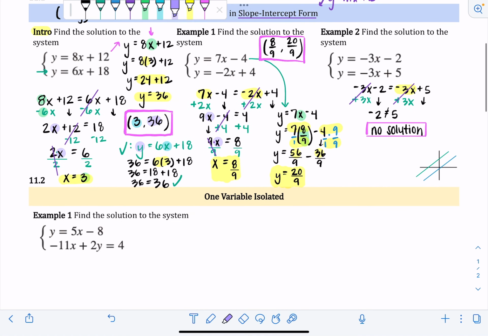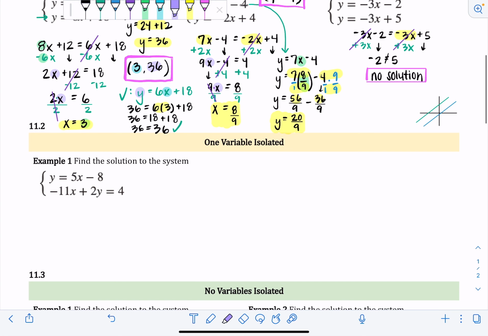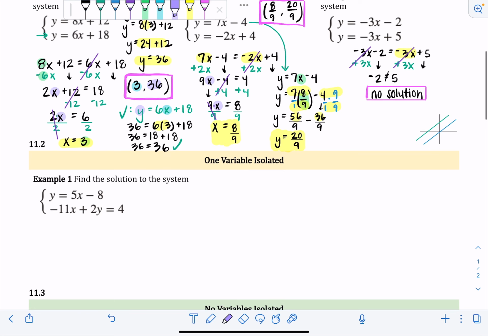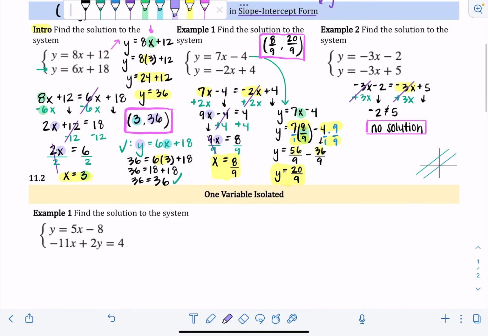So 11.2, example 1, find the solution to the system y equals 5x minus 8 and negative 11x plus 2y equals 4. So on this, or let me backtrack. On the previous problems, we got to choose which equation or which part of the equation we substituted into the other. So how we said, I could have done 6x plus 18 up here, or I could have done 8x plus 12 up here.